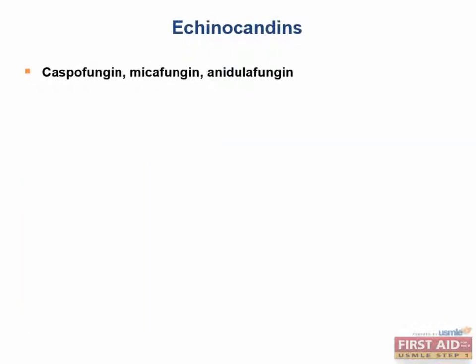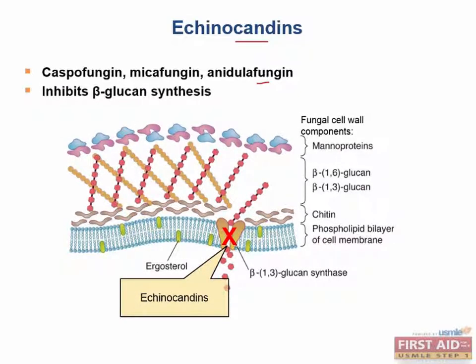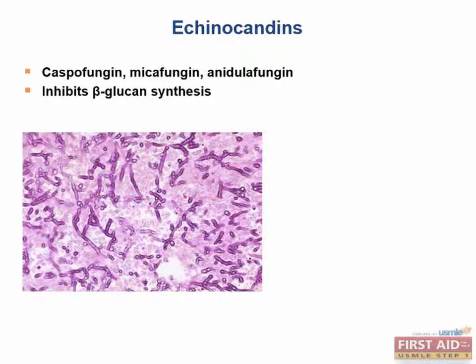The next antifungal therapy we're going to talk about are the echinocandins: caspofungin, micafungin, and anidulafungin. You can remember these drugs by thinking that candy is fun. These drugs work by inhibiting the synthesis of beta-glucan by inhibiting beta-1,3-glucan synthase. Without the synthesis of beta-glucans, the cell wall is incomplete and the fungi can't survive. This drug is especially used to treat this fungal infection.